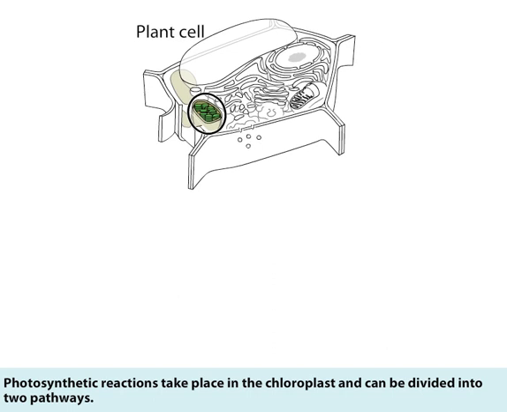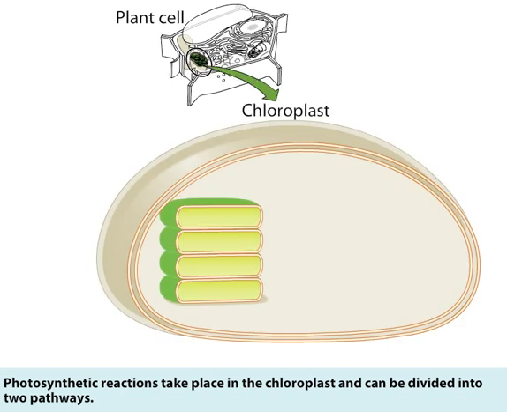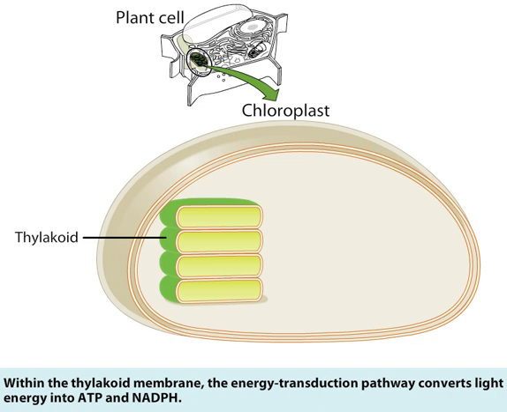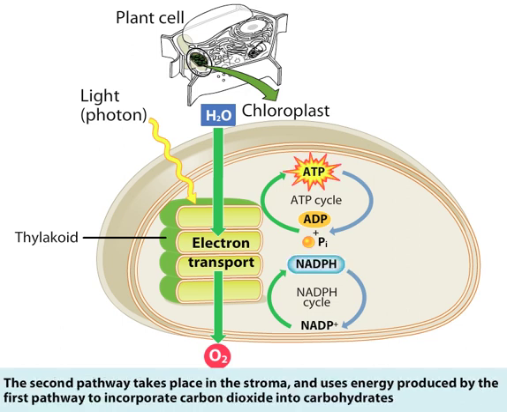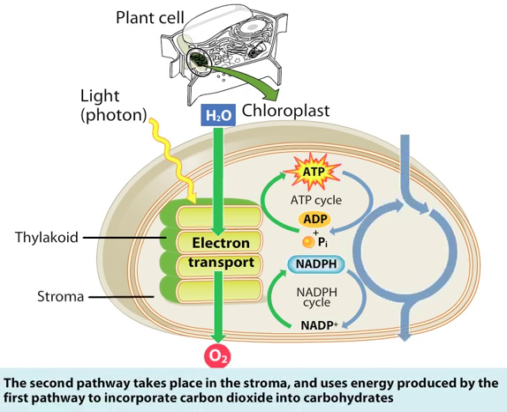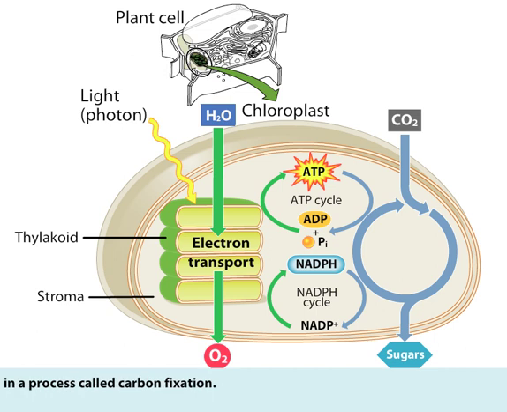Photosynthetic reactions take place in the chloroplast and can be divided into two pathways. Within the thylakoid membrane, the energy transduction pathway converts light energy into ATP and NADPH. The second pathway takes place in the stroma and uses energy produced by the first pathway to incorporate carbon dioxide into carbohydrates in a process called carbon fixation.